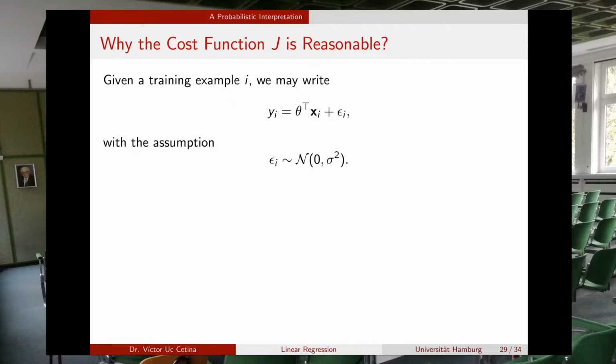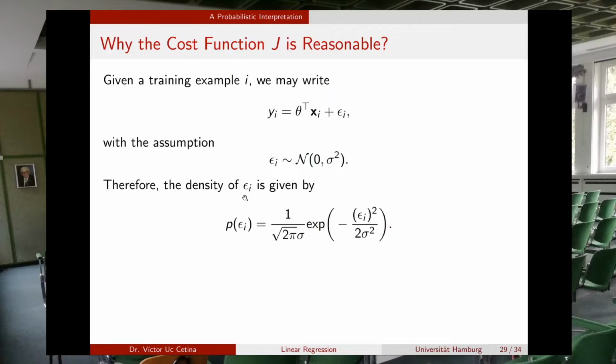And let's assume also that this product contains some error, some epsilon. And assume that each example will have some error. Suppose that this error can be drawn from a normal distribution with mean 0 and variance sigma squared.